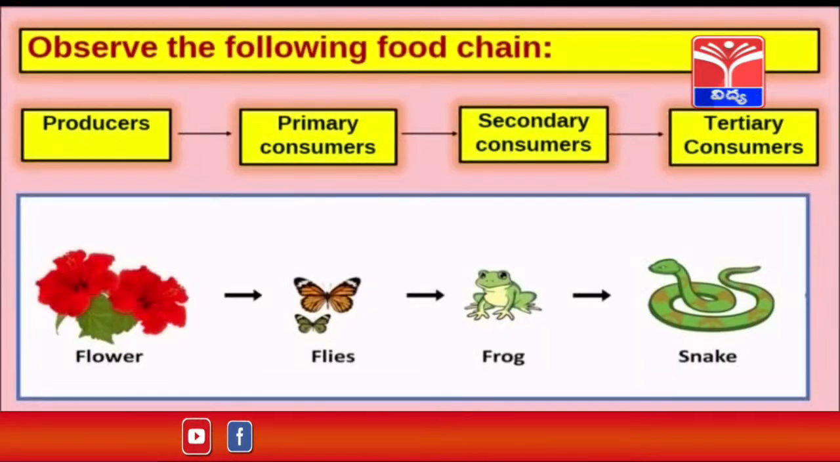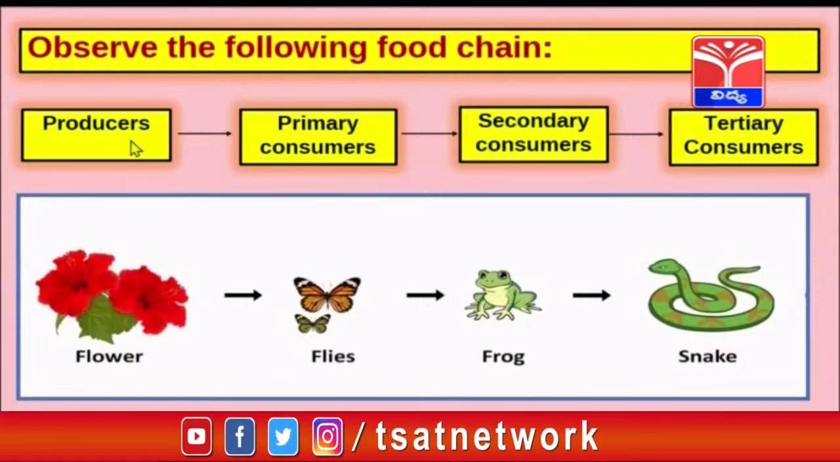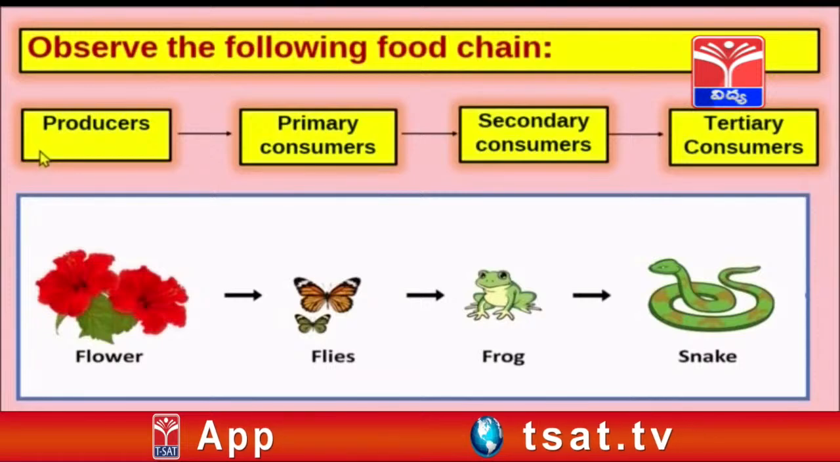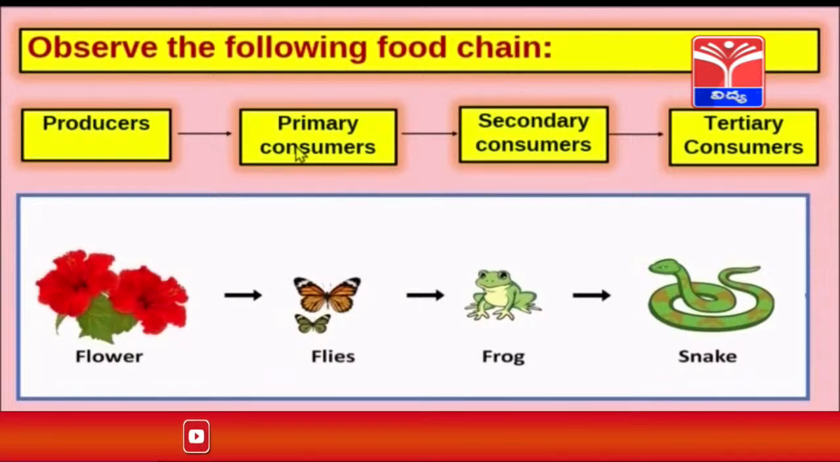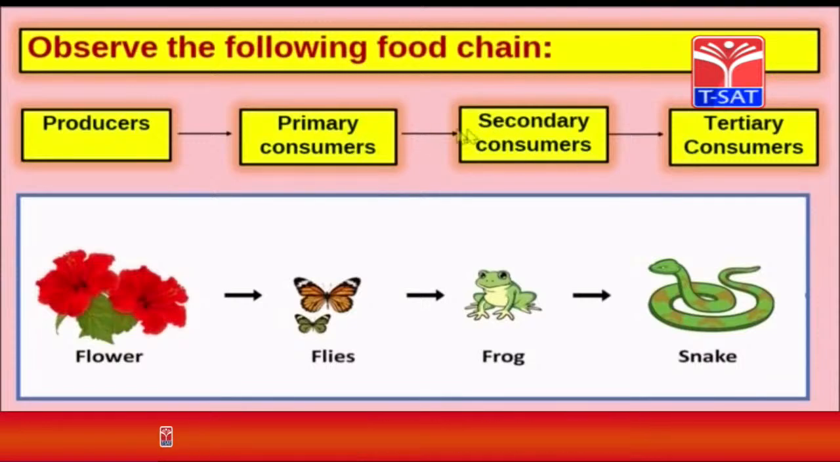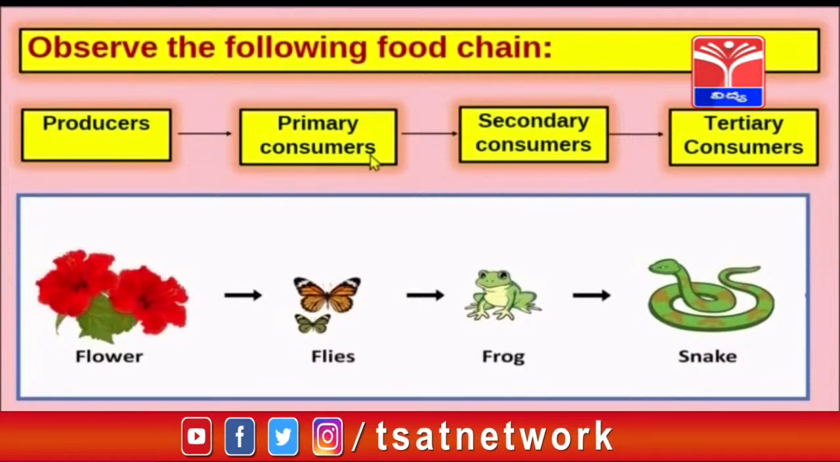Observe the following food chain. Every food chain starts with the producers. So producers are the basic producers that produce the food required for all the organisms in an ecosystem. Primary consumers obtain their food requirements from the producers, whereas secondary consumers obtain their food requirements from the primary consumers. Now, tertiary consumers obtain their food requirements from secondary consumers.